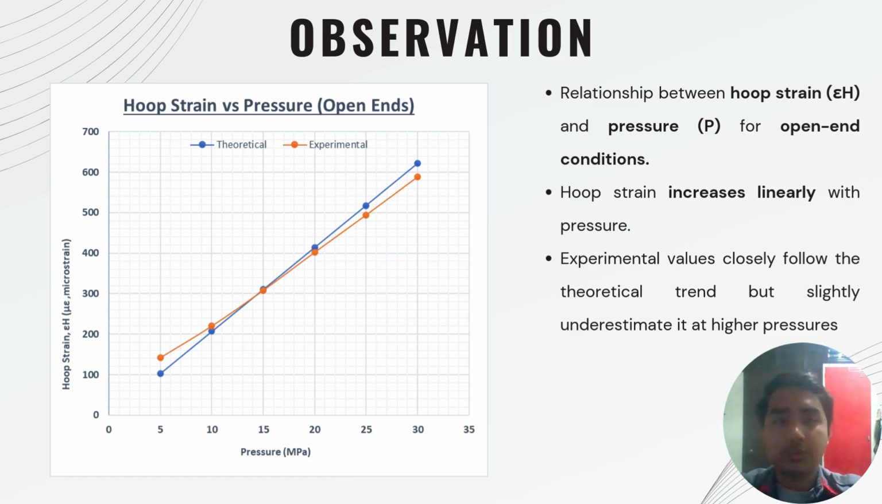So this is a graph of hoop strain versus pressure for the open-end condition. It shows that the hoop strain is directly proportional to the pressure. So as the pressure increases, the hoop strain also increases for the open-end condition.